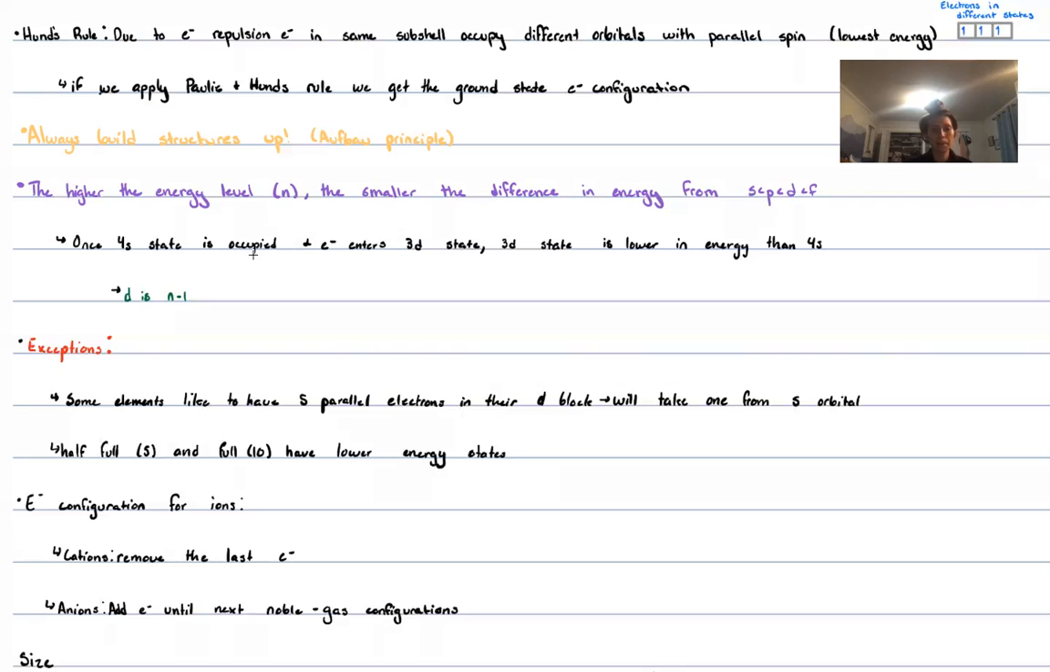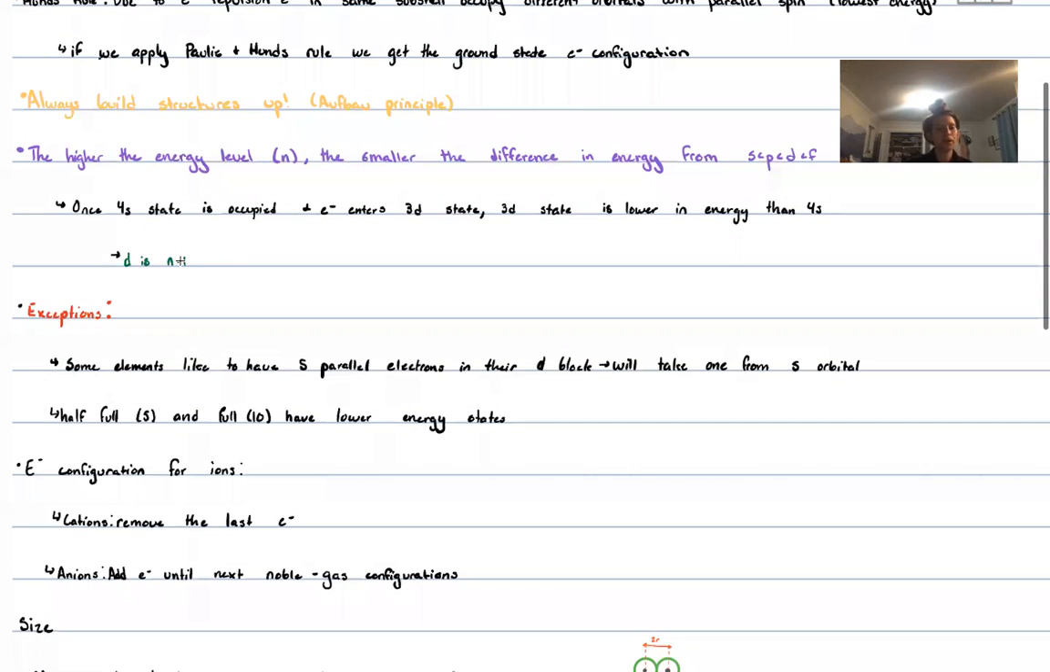Okay. And then here's the note about once your 4s state is occupied, then you get to enter the 3d state, and the 3d state is actually lower in energy than the 4s state. So therefore, we're going to put it before, and it goes with its N3 group.